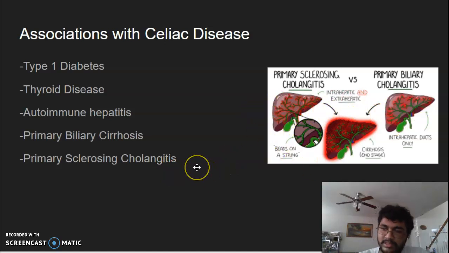And then also other general conditions, not autoimmune. This includes paranoia, depression, epilepsy, myopathy, and osteoporosis, which is what I mentioned earlier in terms of vitamin D and calcium deficiencies. And then there's infertility.